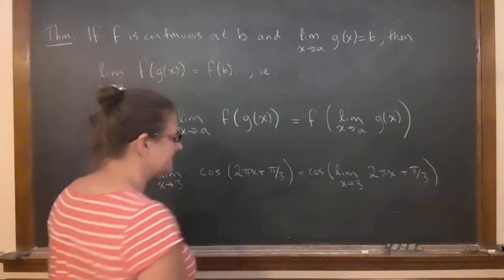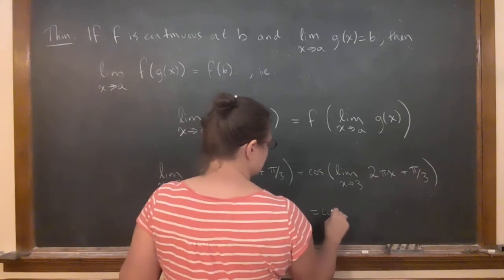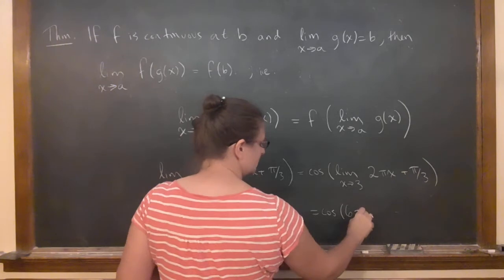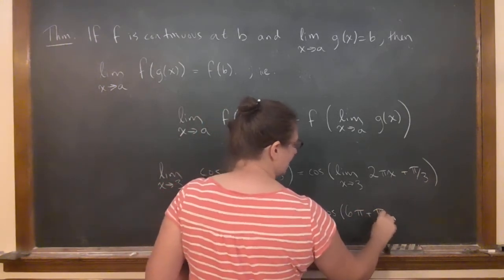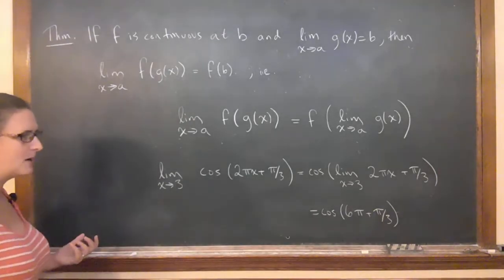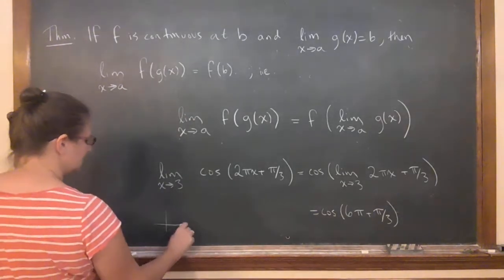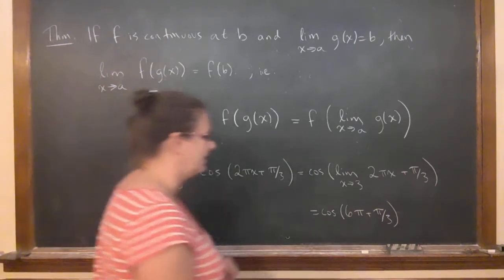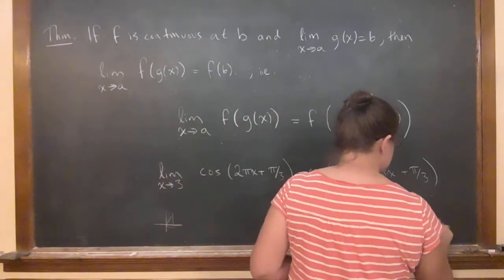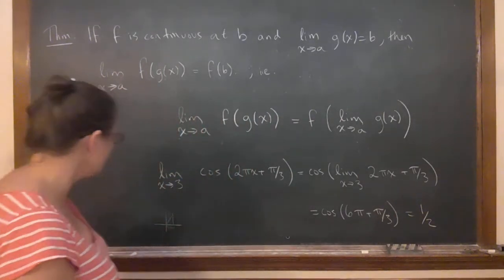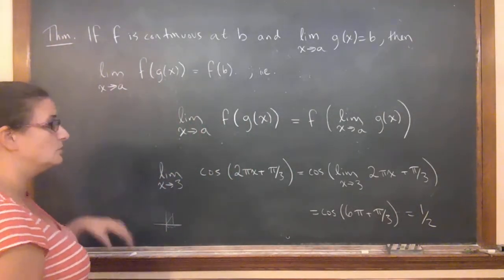But quite honestly, you don't even have to write it as a separate step. I can just write this as 6 pi plus pi over 3, and you can actually figure out what that is, because the 6 pi doesn't change anything, right? So this is pi over 3, cosine of pi over 3 is 1/2. Right? Fine. Let me do another one real quick.